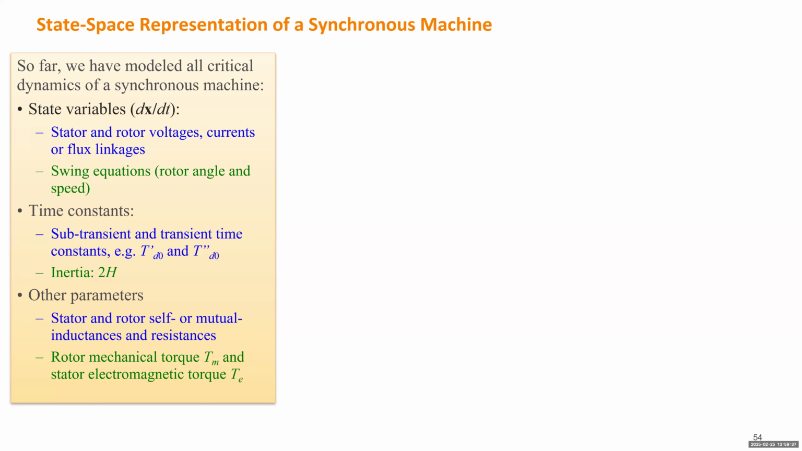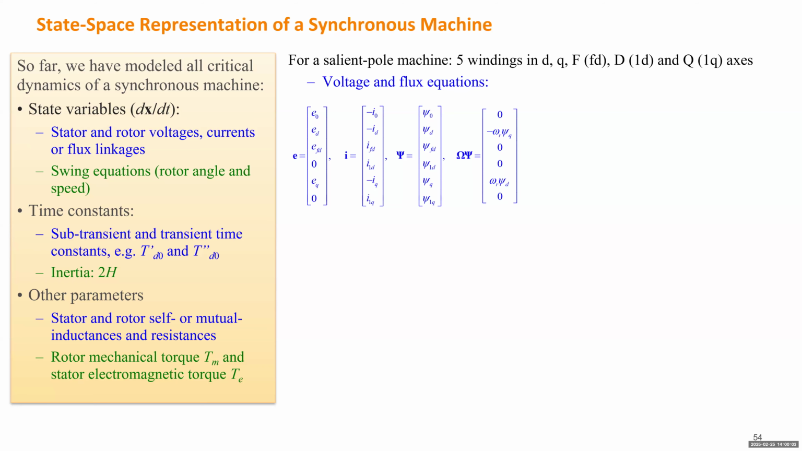Okay, so how can we integrate all those equations, variables, and parameters into the same model? If we use the salient pole machine as one example, we have 5 windings. For the stator, we have D and Q. And for the rotor, we have 1F, 1D and 1Q. Which means each state vector will have 6 elements, since in this case we also consider the 0 sequence. For balanced conditions, you can take away the first row, and then you only have 5 elements in each vector.